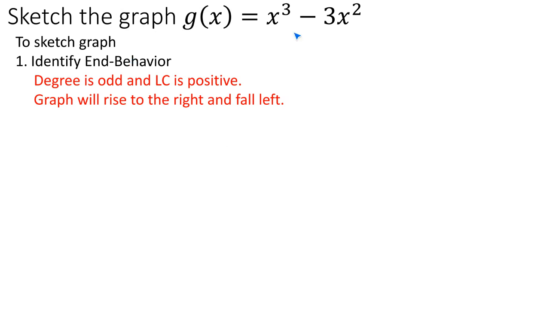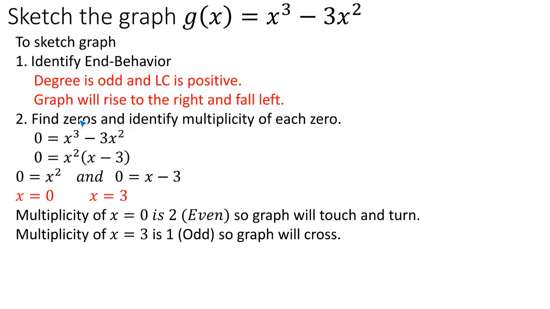So for the end behavior, you have an odd degree with a positive leading coefficient. So the graph is going to rise to the right, and it's going to fall to the left. To find the zeros, we let y equals 0, and we're going to solve for x. So notice they have x squared. They have x's in common. So I can factor out an x squared from each of these terms. And I end up with x squared times x minus 3.